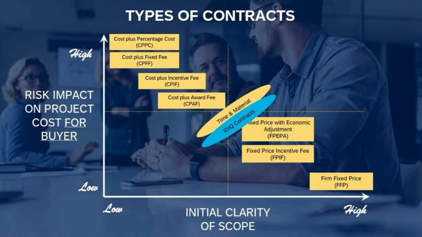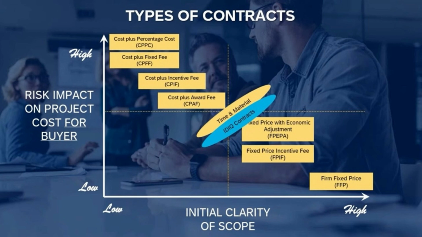First, the fixed price family. FFP is your rock-solid, no surprises, what you see is what you get contract. Then you have FPIF, which adds a cool twist, incentives to reward your seller for good performance, but with a ceiling price to protect you, the buyer. And FPEPA is perfect for those long-term projects to handle things like inflation.